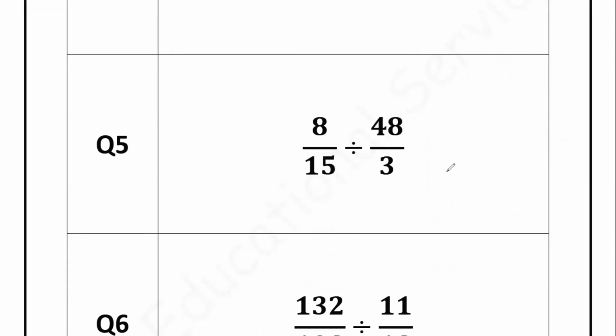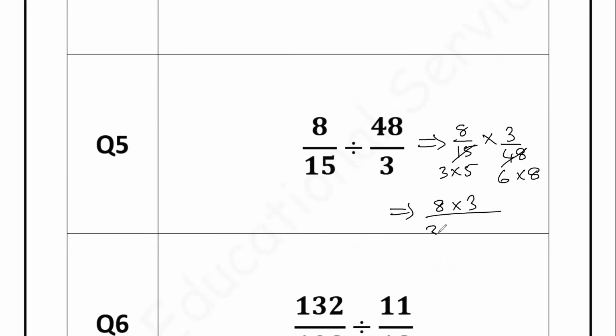Okay, this requires flipping. So we flip it. That is 8 over 15 times 3 over 48, right? So we know that 6 times 8 is 48. Yeah. And we know 3 times 5 is 15. So we're going to rewrite this down as 8 times 3 over 3 times 5 times 6 times 8, and enjoy canceling. And then we go 1 over 30. 5 times 6 is 30, and that's my answer.